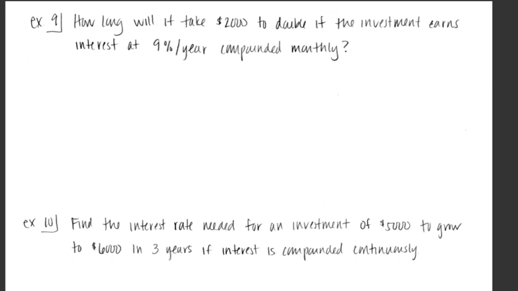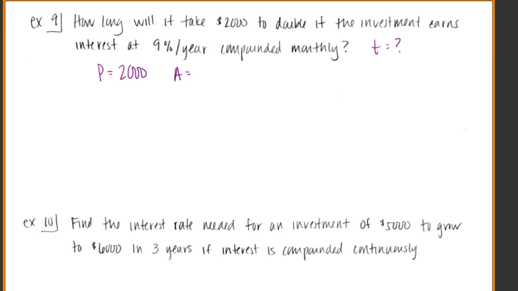All right, let's go to example 9. How long? Looks like we're finding our T value. We don't know how long it is going to take $2,000 to double. So our initial amount is $2,000. We want to double it, so what's coming out is $4,000, if the investment earns interest at a rate of 9% per year, compounded monthly.